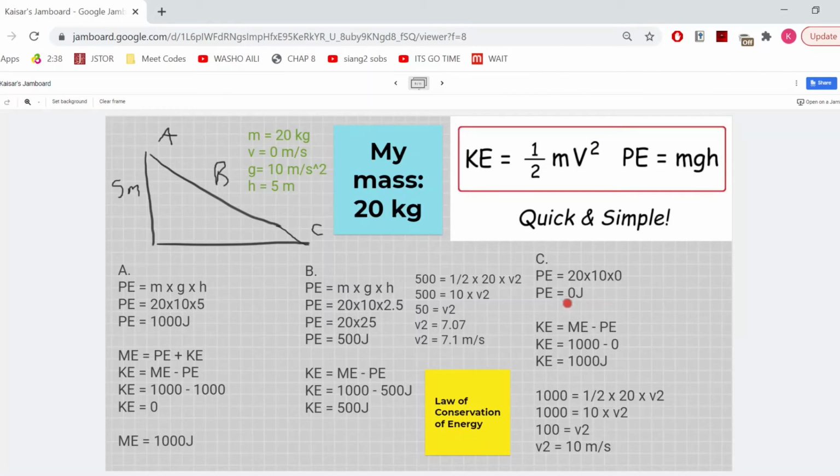On point C, I'll be traveling the fastest I am on this slide, so the potential energy would be effectively 0. Then we also have the kinetic energy, and I use the same method over and over again. So 1,000 of the mechanical energy minus 0 of the potential energy, so it has 1,000 joules of kinetic energy. Then to find the speed, same method as before: 1,000 joules equals half times 20 times velocity squared, so 100 equals velocity squared, and velocity equals 10 meters a second. I'll be traveling 10 meters a second at this bottom point.